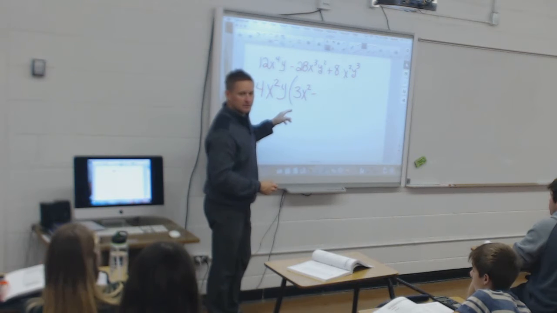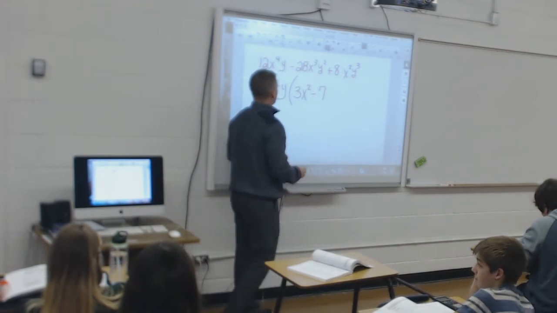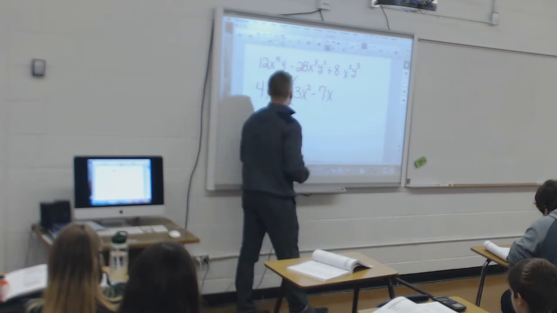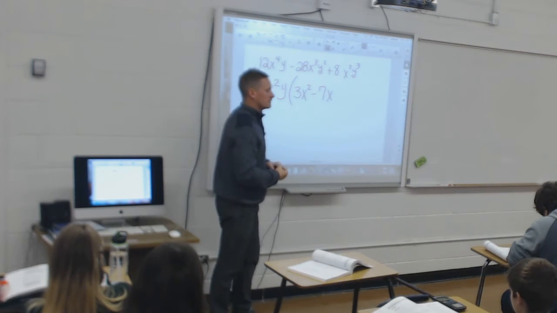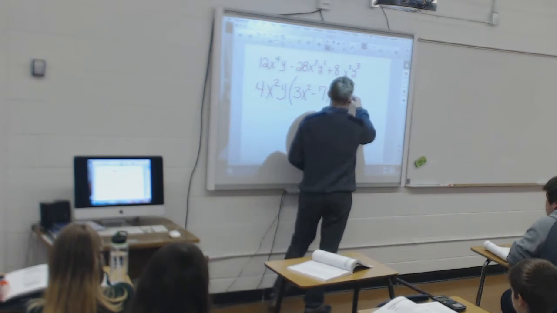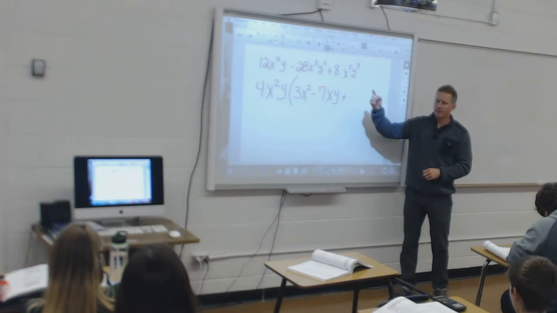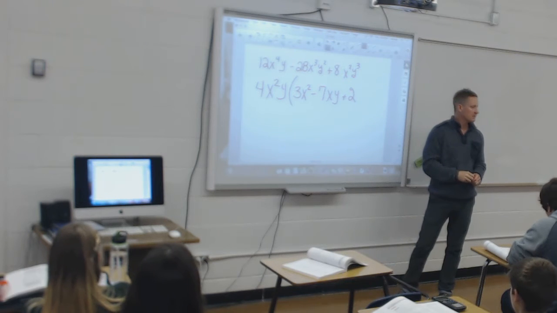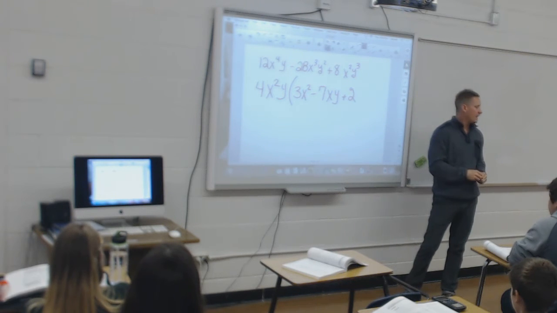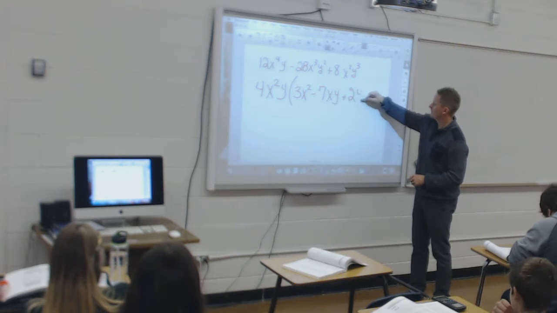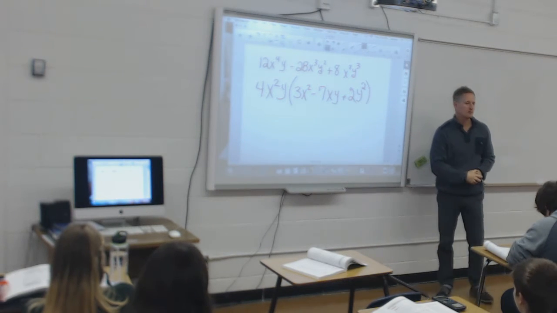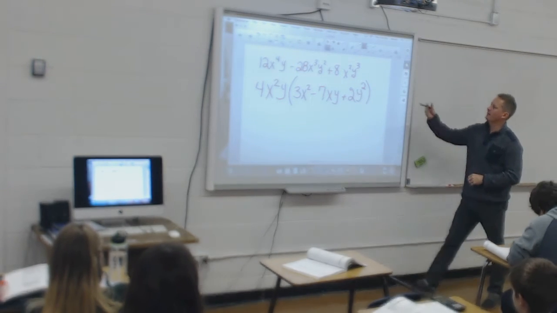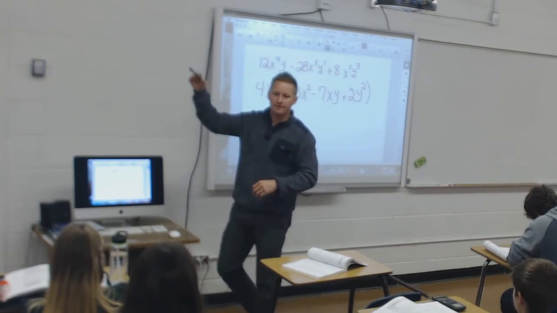28 divided by 4 is 7. X cubed divided by x squared is x. Very good. And y squared divided by y is y. Exactly. Plus 8 divided by 4 is 2. X squared divided by x squared is 1. Y cubed divided by y is y squared. I have just factored that.